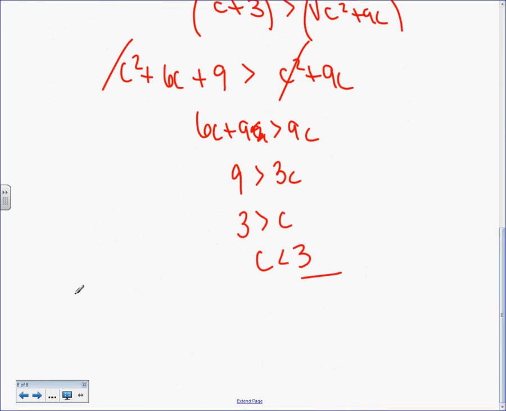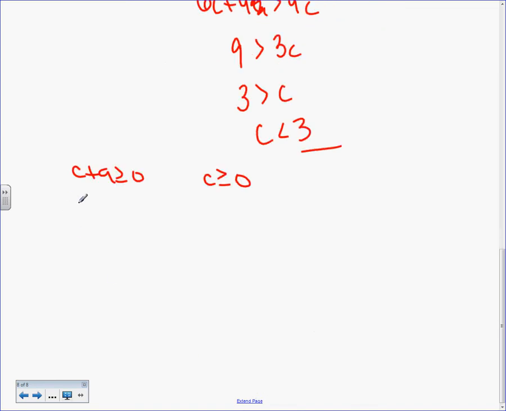So I've got this guy, I've got this guy, and I've got this guy. So c is greater than or equal to negative 9. Those 3 are what I'm going to have to put on my number line.